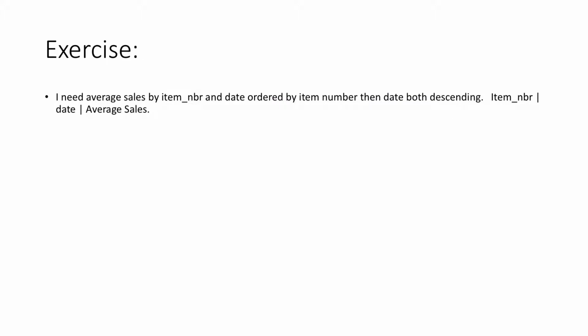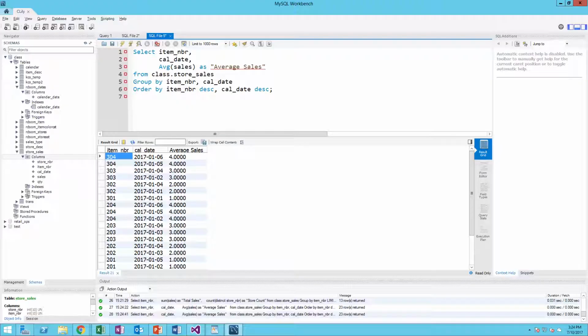So, exercise. I need average sales by item number and date ordered by item number, then date, both descending. So in this report, we're going to have columns item number, date, and average sales. And so we're going to have an order by clause with 2 different columns in the order by section. So item number, calendar date, average sales.